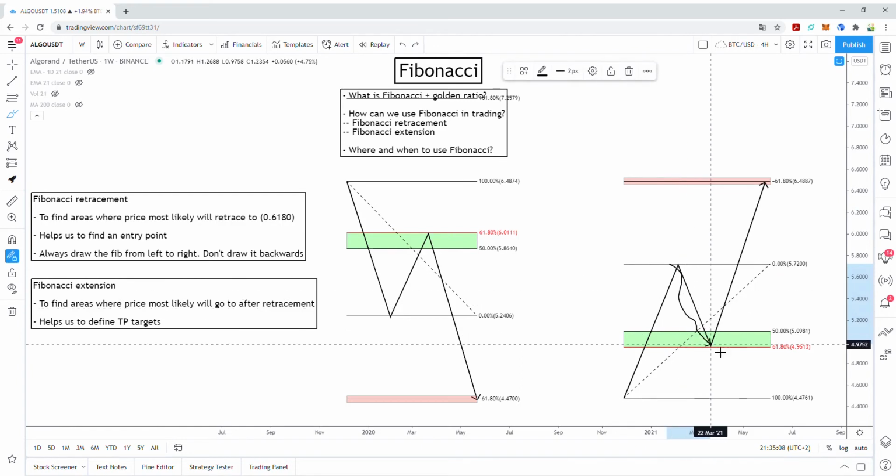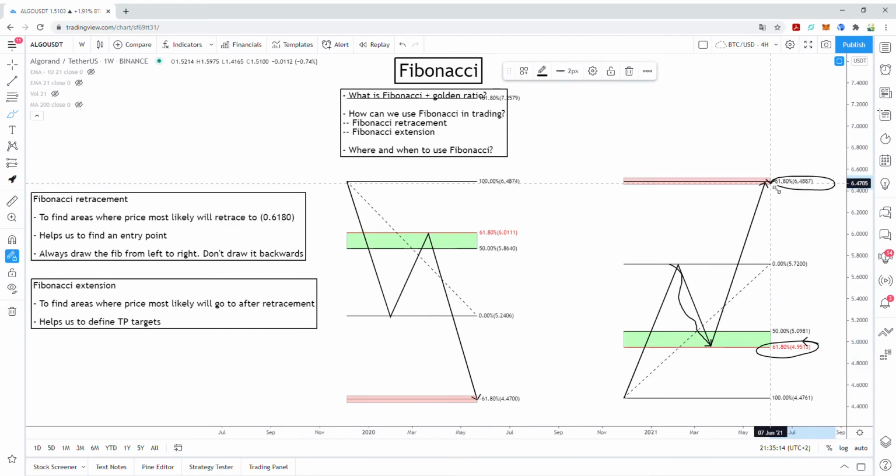If it retraces back to the 61.80, the golden ratio, then you can look for an extension level on the Fibonacci, and this will help you to take profit.